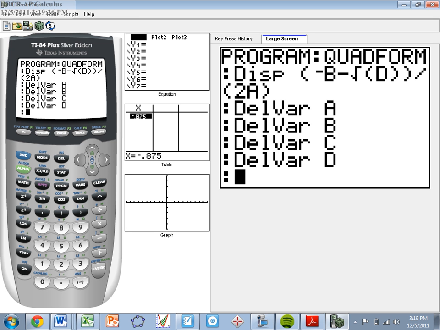This will give you two answers. Remember, it's a plus and minus. Now you get the second.